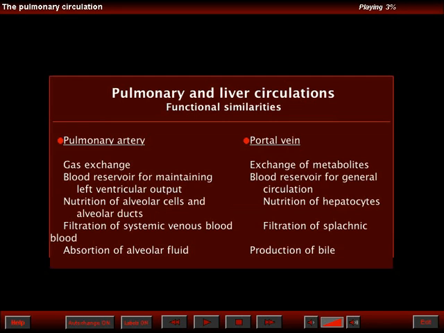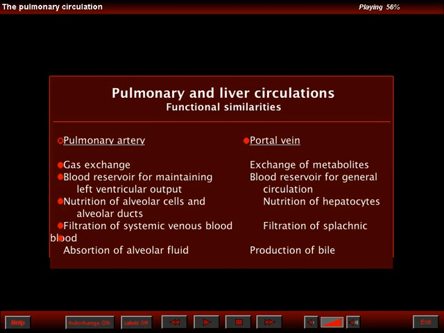Functional similarities. The pulmonary arteries are responsible for the gas exchange mechanism. They are a blood reservoir for maintaining left ventricular output. They are the nutritive vessels for alveolar cells and alveolar ducts. They allow filtration of systemic venous blood. And finally, they provide absorption of alveolar fluid.